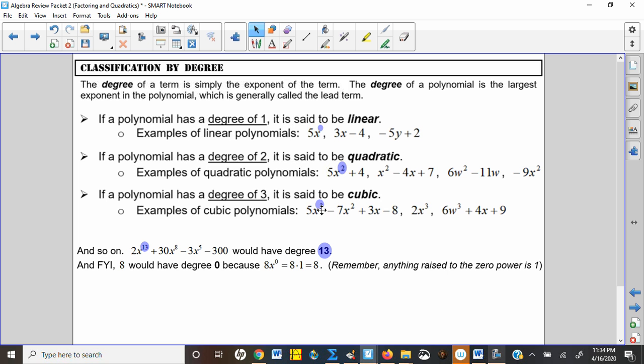So this guy has a top degree of 3. This is just a single cubic term. This one has 3 terms, but the biggest degree is 3, so cubic. Now, it goes on. A 4th degree would be a quartic. A 5th degree would be a quintic, and so on.